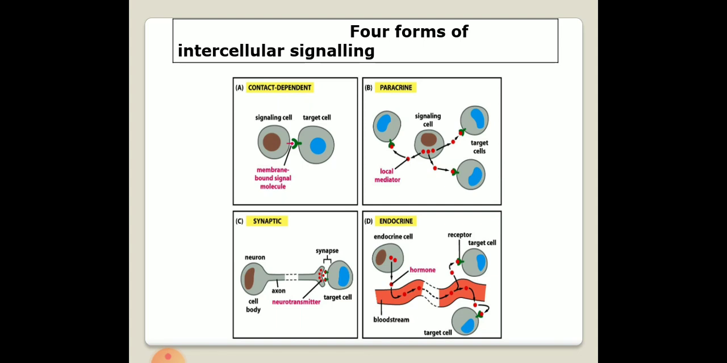The target cell has the receptor specific for this signal. Now we come to long distance signaling. There are two types. One is synaptic signaling, another is endocrine signaling. Synaptic signaling, from the term we can understand, it is synapse or conduction through the nerve cell. Here what happens, the target cell releases signaling molecule. The signaling molecule that we talk about here are called neurotransmitters.